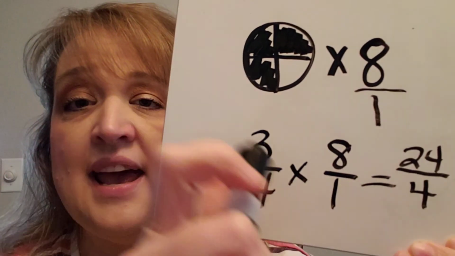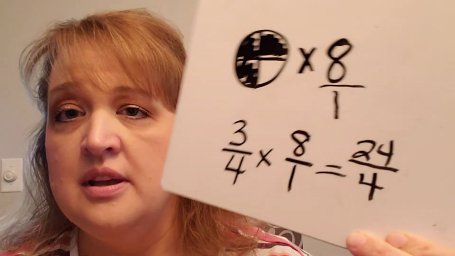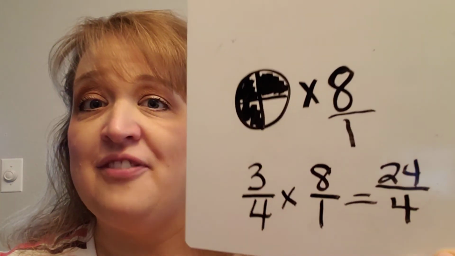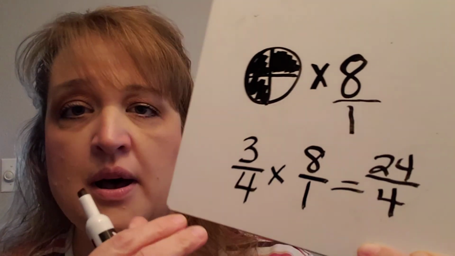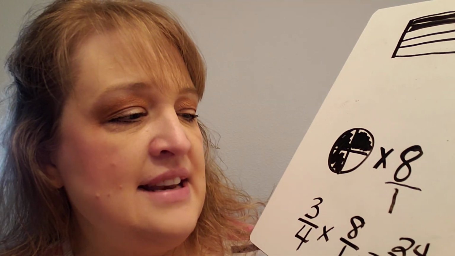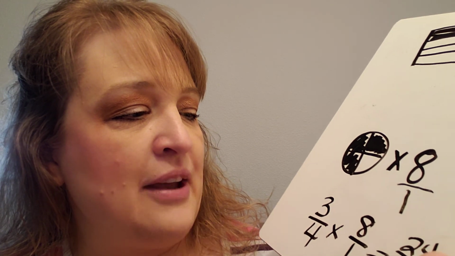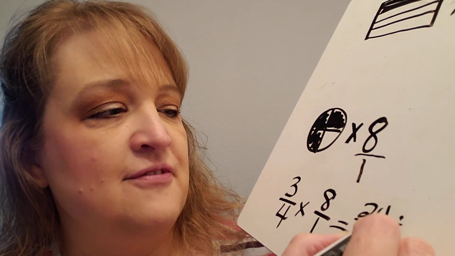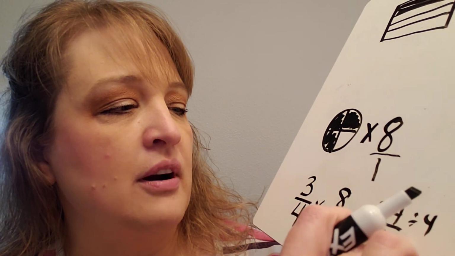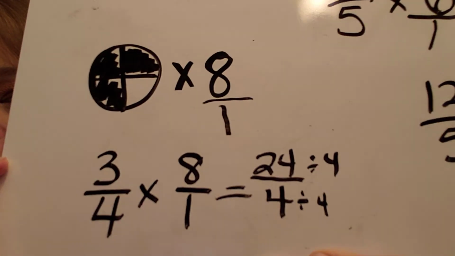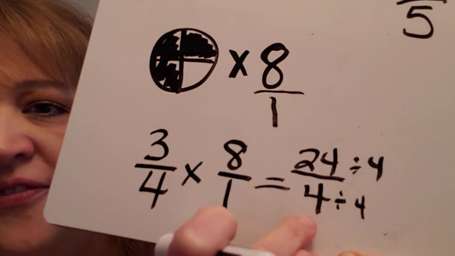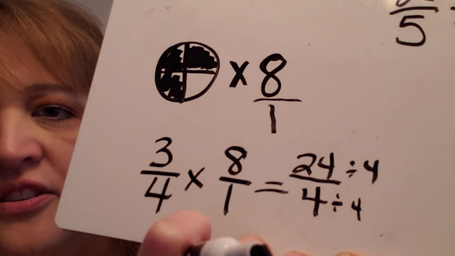Remember, if we want to have it in its simplest form, we are most likely going to divide to make it smaller, because simplest is smaller. So if I divide the bottom by 4 and I divide the top by 4, I can get it because I know that if I count by 4s, I'm going to land on 24.